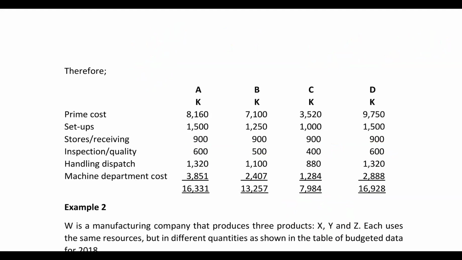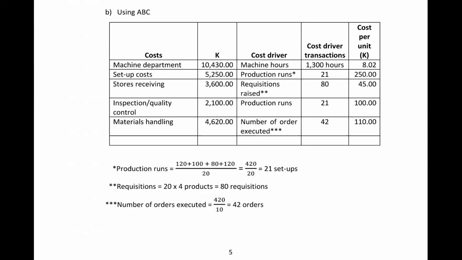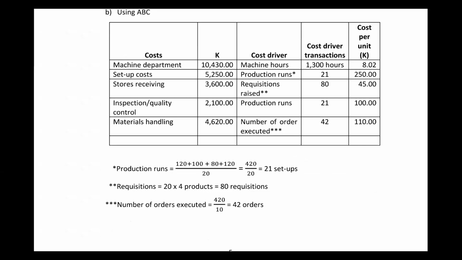Let's do the handling costs. You can do the handling cost now. So I'm showing you how to allocate these using ABC costing. Very easy. Let's just go back a bit to the driver for handling costs. The driver for the handling cost is the number of orders. The cost per order is 110. The number of orders executed is 42 in total.